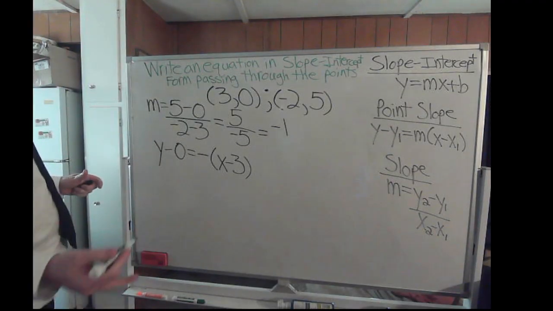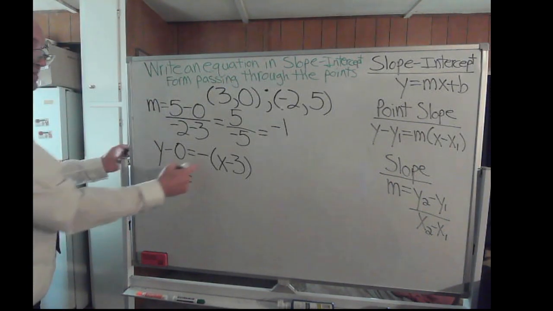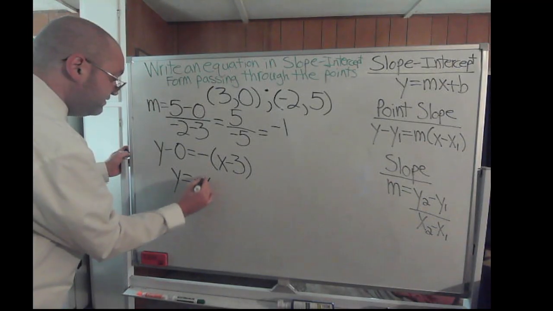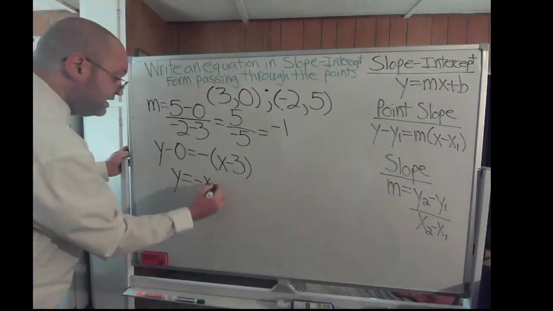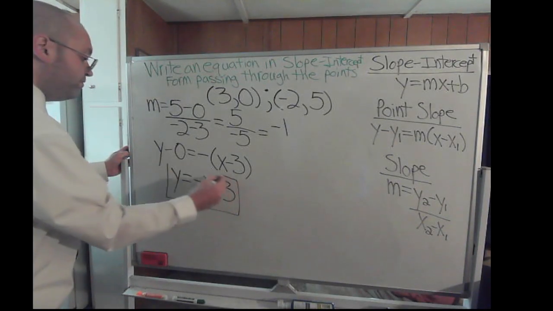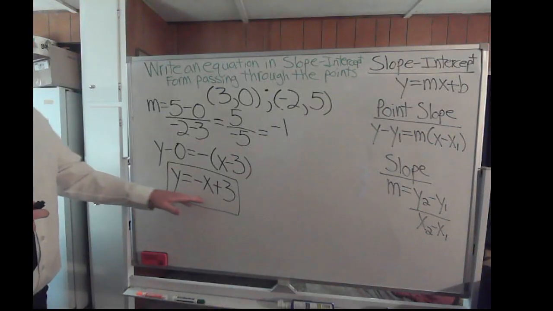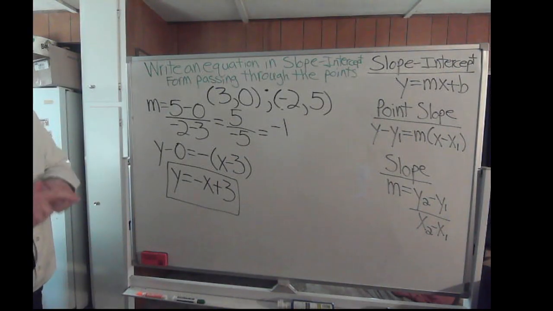Well, on the left side, y minus 0, that's just y. So you got y equals the negative of x, which is negative x, then negative negative 3, that's plus 3. So the slope-intercept form of the equation you should get is y equals negative x plus 3.